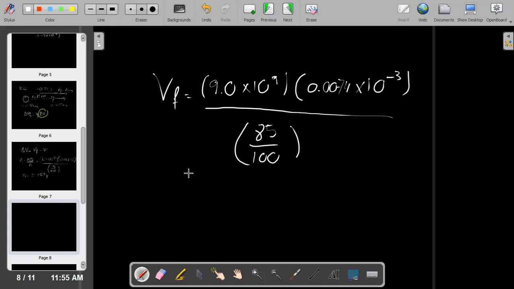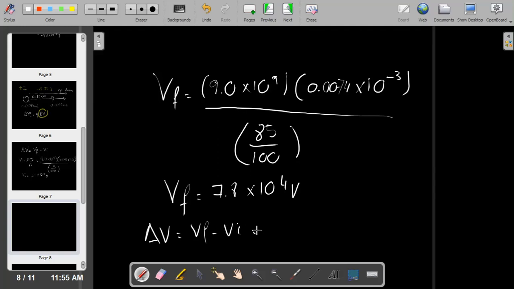Put it all in your calculator, and the value for your final electrical potential should give you a number like this, 7.8 times 10 to the 4 volts. Okay. Now, if you remember to calculate our difference, we need to do final minus initial, and you have everything. So place everything in your calculator. 7.8 times 10 to the 4 minus 5.1 times 10 to the 5.